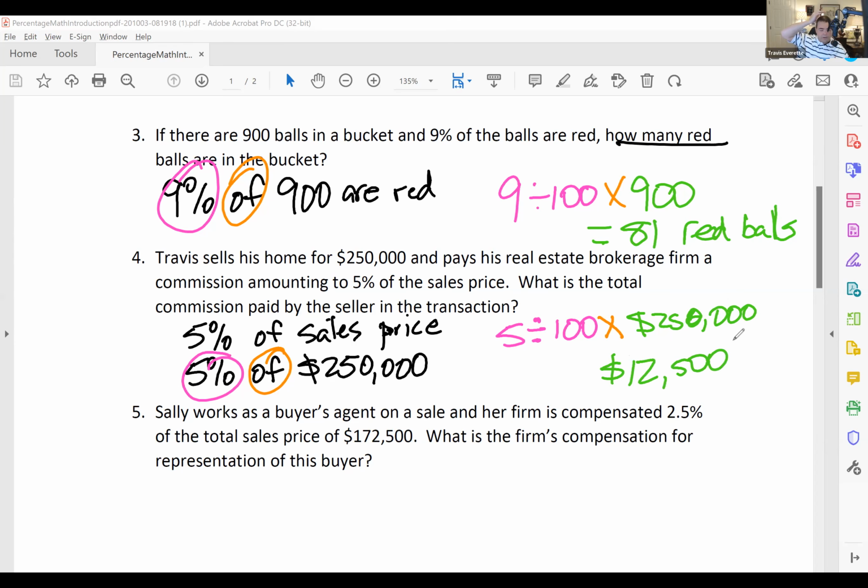Look at number 5. Sally works as a buyer's agent on a sale, and her firm is compensated 2.5% of the total sales price of $172,500. What is the firm's compensation for representation of this buyer? Well, there's our question. My answer to that question is, well, they're making 2.5% of the sales price.